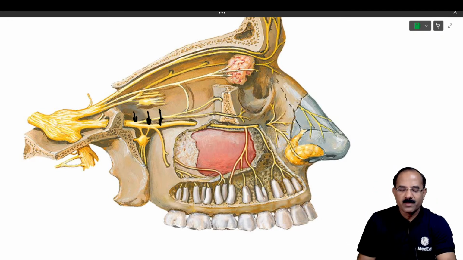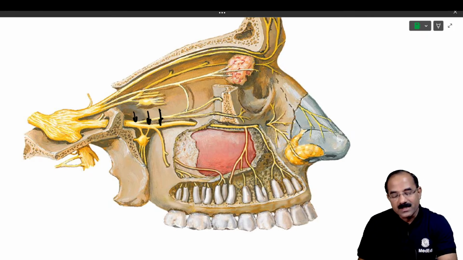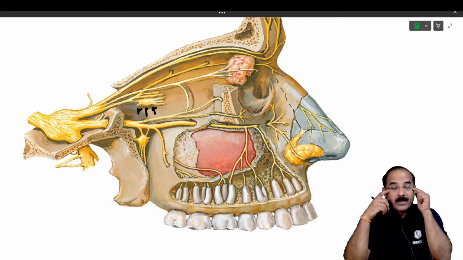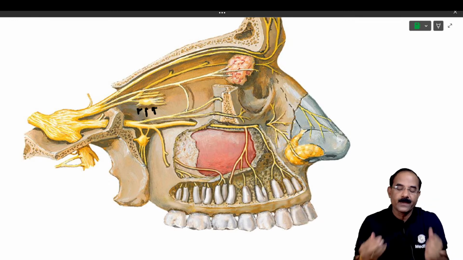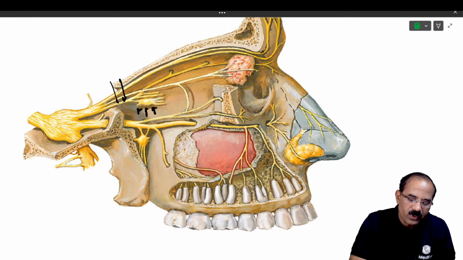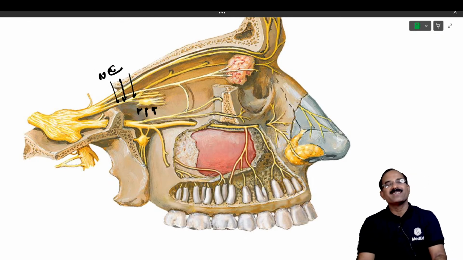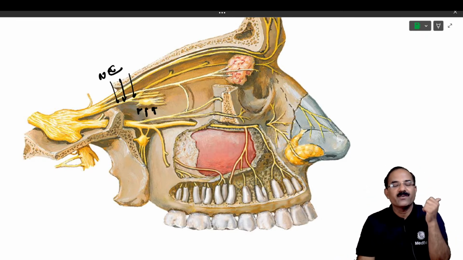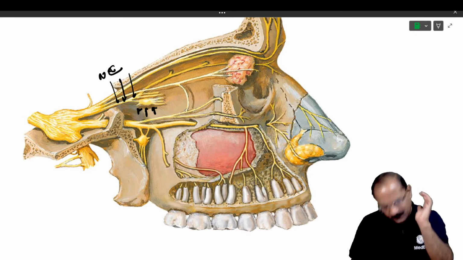Very nice. What will you call this relation? Structural. Understood? We call this structural relation. Students, what is this ganglion in the orbit, in the eye? That's the ciliary ganglion. And what is this nerve? That's the nasociliary nerve. So the ciliary ganglion is hanging from the nasociliary nerve. What relation is this? Structural.